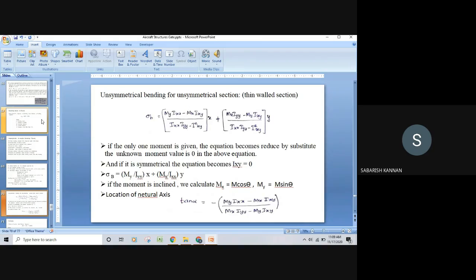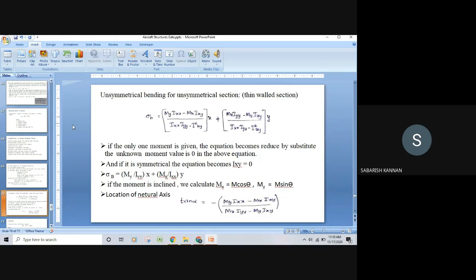Now in bending, we have symmetrical bending and unsymmetrical bending. The symmetrical bending we see in the next slides. Now we will see the unsymmetrical bending, that is, for an unsymmetrical section. We see the formula in aircraft structures too, right? That is our first unit.